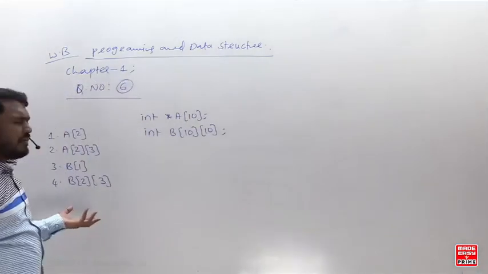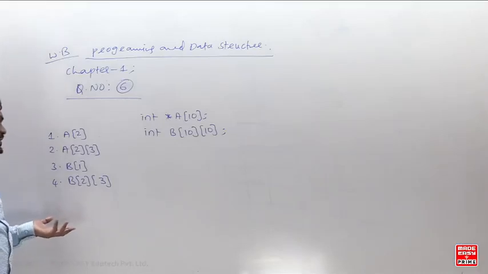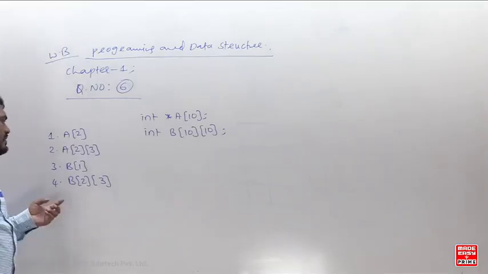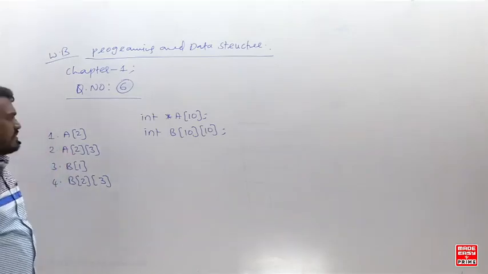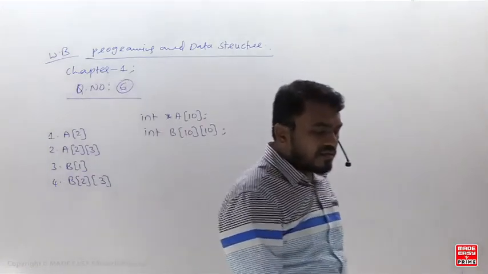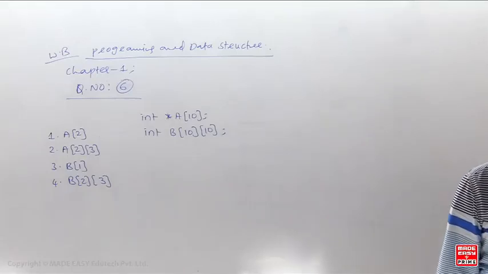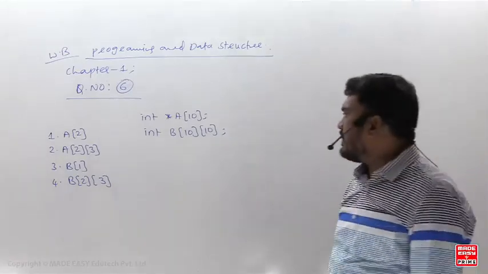Now you can also do this with proper elimination. Just understand here, number 1, a[2]. Is a[2] allowed or not allowed? Let us understand a[2].